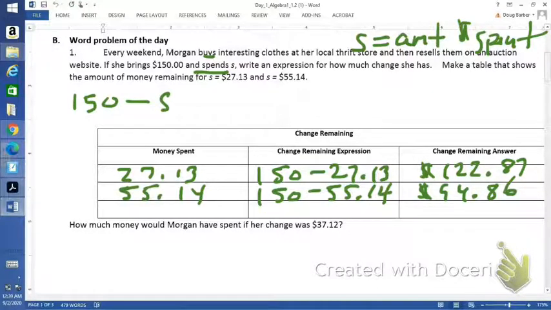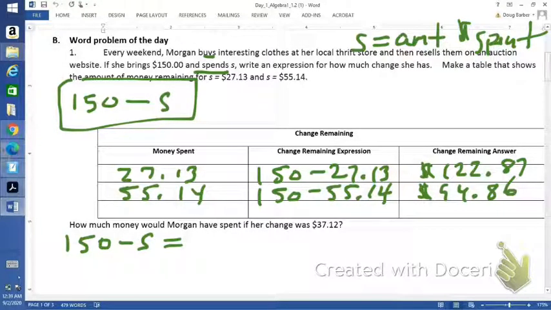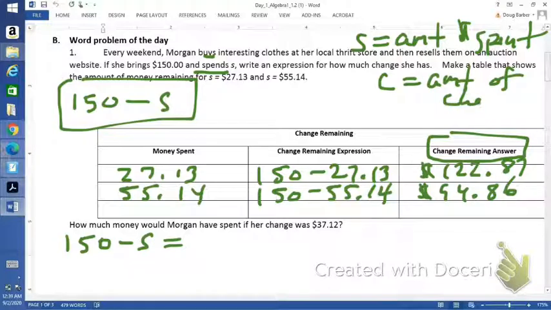Alright, so here we're going to have to set up an equation. So here was our expression. Our expression doesn't have an equal sign. We're going to need an equation for this second one. So we know that 150 minus S, what did that equal? That equaled the amount of change. So we could say that C equals amount of change. So notice now I've set up an equation.